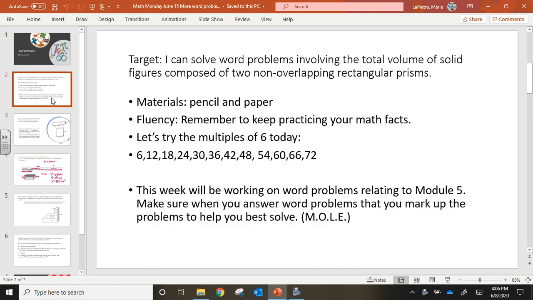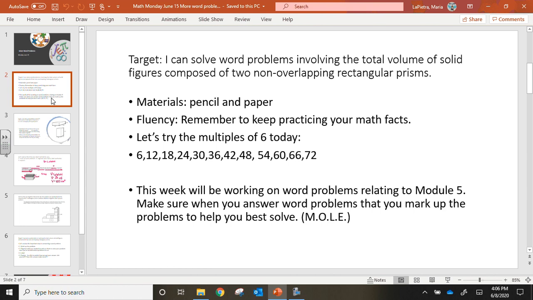Our target is, I can solve word problems involving the total volume of solid figures composed of two non-overlapping regular prisms. So two different three-dimensional shapes or figures that you will find the volume for each one and then add them together to get your final answer. But the important thing is that we're talking about word problems this week and next week, and we're going to get into that in a little bit.